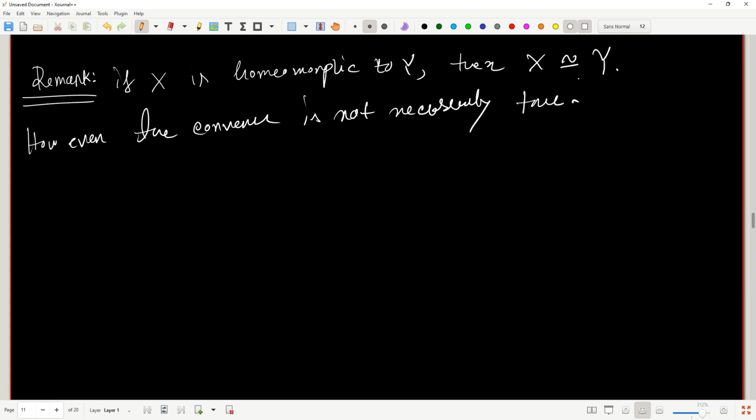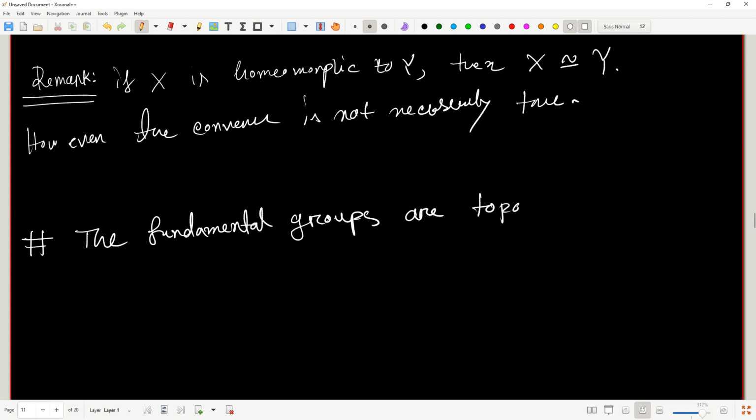And now, since we are talking about fundamental groups and we also saw some relevant definitions to it, we also proved an important theorem. Let me give you another important piece of information about fundamental groups. That is, the fundamental groups are topological invariants. That means that under homeomorphism they stay the same.